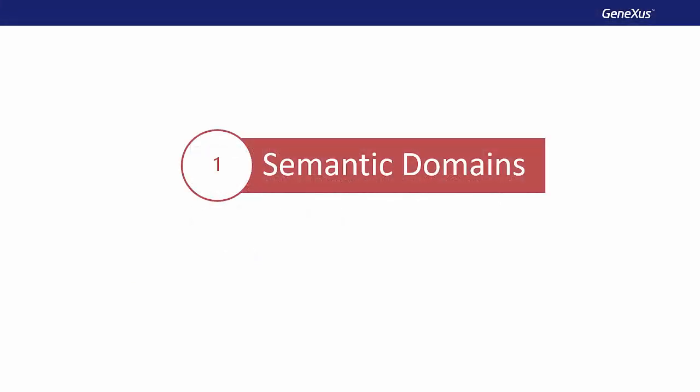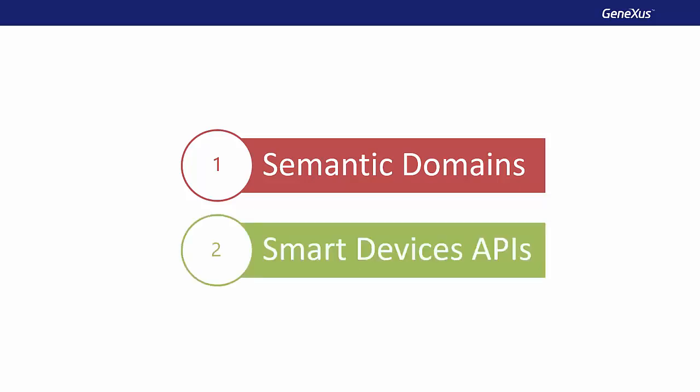In this video, we're going to study two ways to integrate our applications with the characteristics of the devices. First, we'll see the semantic domains that will provide some forms of basic integration, and then we'll see some of the most common APIs provided by GeneXus when using smart devices.